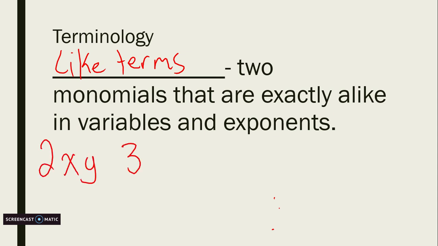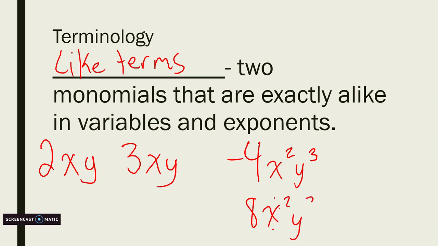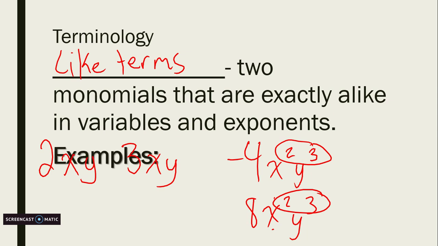2xy, 3xy. Same variable, same exponents. Those are like terms. Negative 4x squared y to the third, 8x squared y to the third. They have the exact same variables and the exact same exponents. And so those are like terms as well. They have to have the same variable and the same exponent. That's a really important concept for adding and subtracting polynomials, as we'll talk about Wednesday and Thursday. There's my examples again.